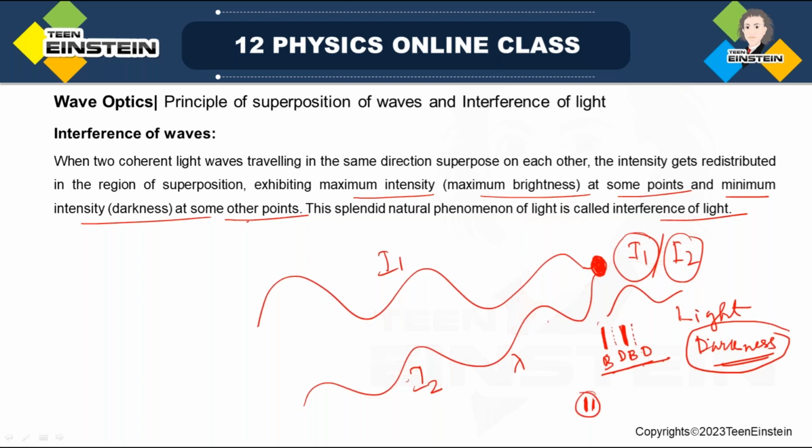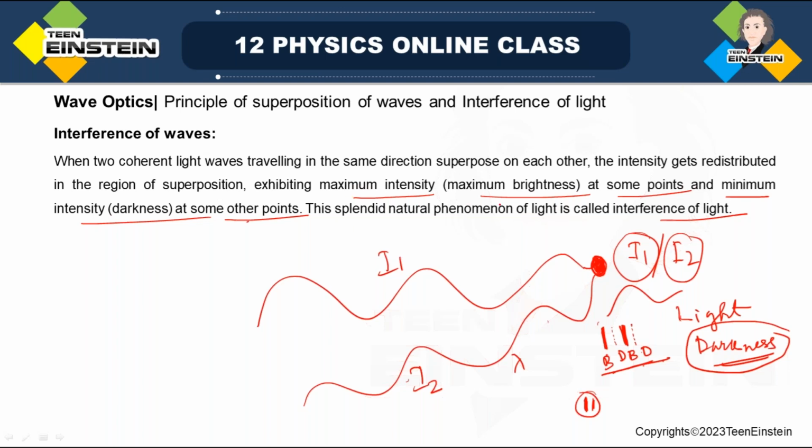This is not simply addition or subtraction. Obviously there is something else in this also. So why I was trying to tell you is that interference happens when there are at least two waves, and the waves are coherent, and upon superposition, in the region of superposition, there will be brightness and darkness.